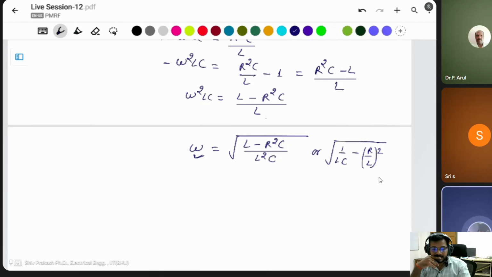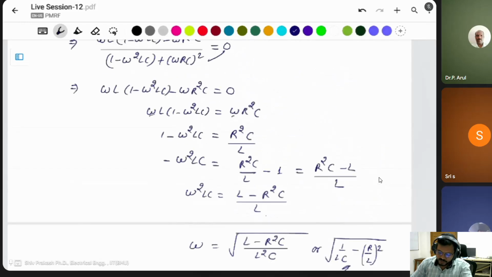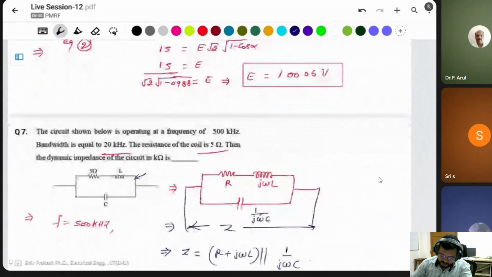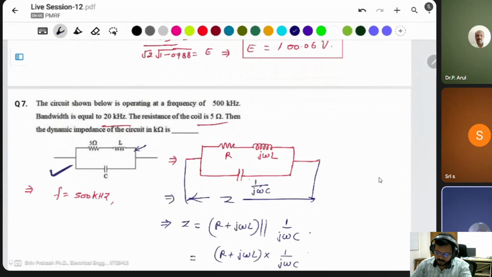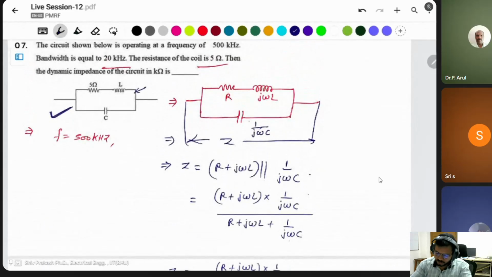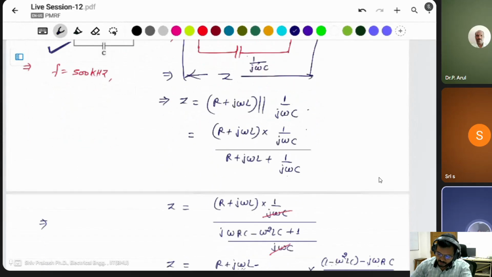So this formula is not suitable for this problem, sir. Which one? This formula. Yes, sir, this root one. This one is suitable for this circuit, right? Okay, sir, because I drew all of this frequency using the same circuit.